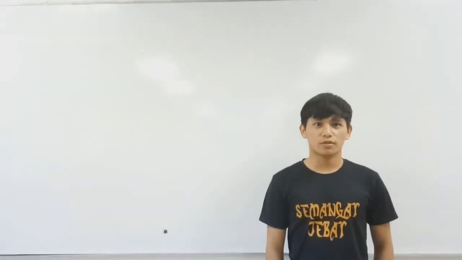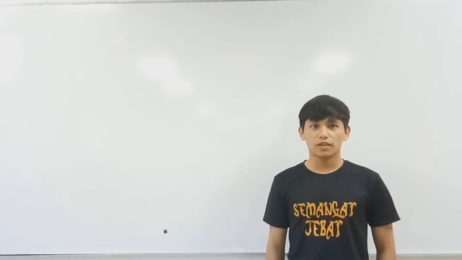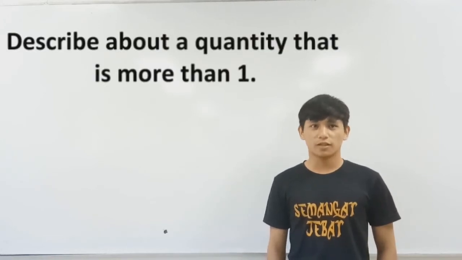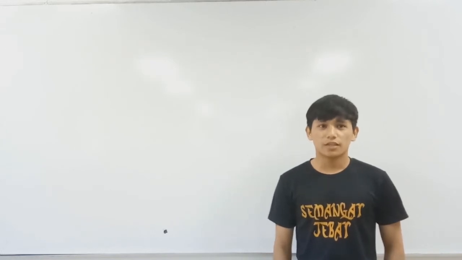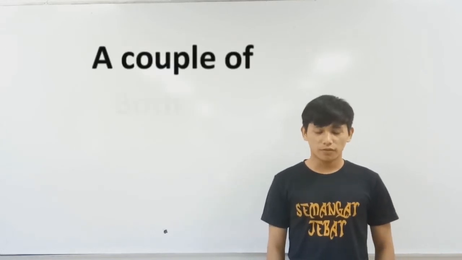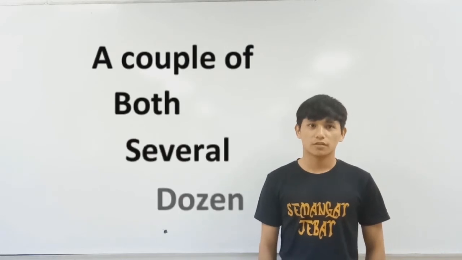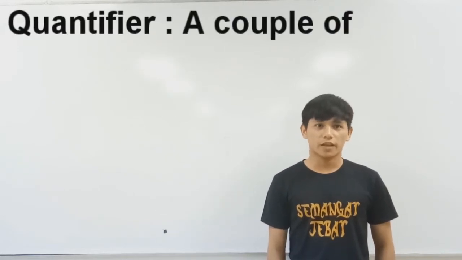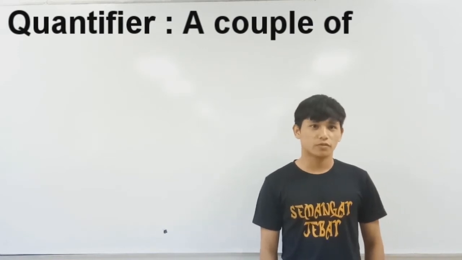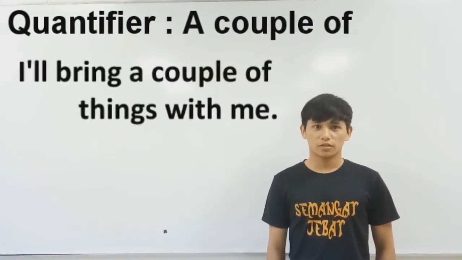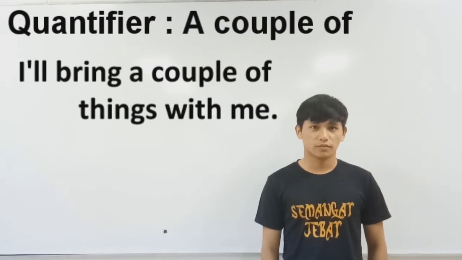Quantifiers used with plural count nouns. These quantifiers are used to describe a quantity consisting of more than one. Examples of these quantifiers are a couple of, both, several, and dozen. First, a couple of can be used the same as a small number of or a few. For example, I'll bring a couple of things with me.